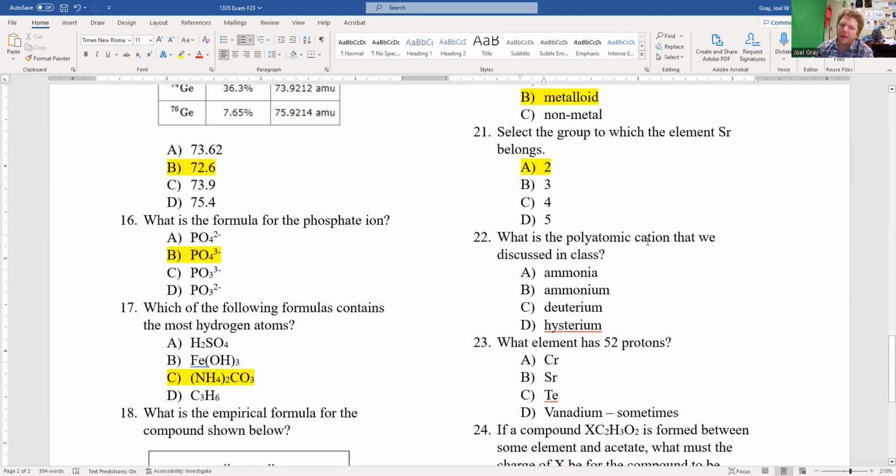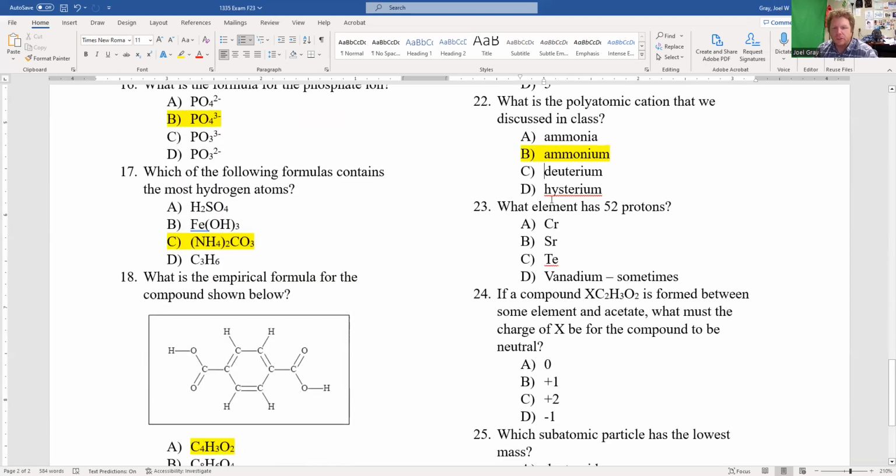What is the polyatomic cation that we discussed in class? Okay, the key there is a cation. Are there many polyatomic anions? Yes, there are. But there's one polyatomic cation. Now, A and B are the answers that I thought would be the most appealing. Ammonium is NH4+, so that is your polyatomic cation.